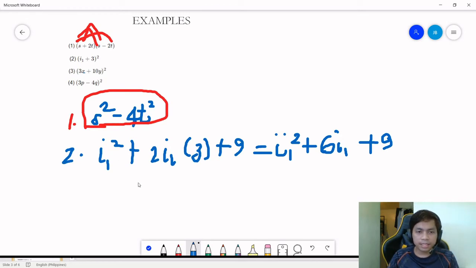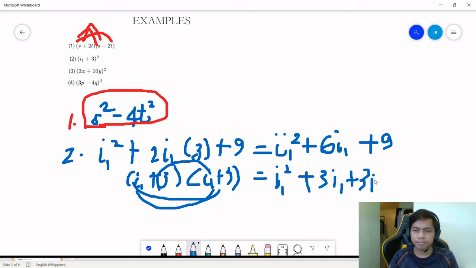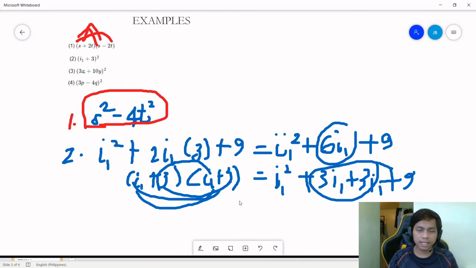Alright. Or if you are confused, you can do it like this. So I1 plus 3 times I1 plus 3 to check. Alright, so I1 times I1 is I1 squared. Tama? Then I1 times 3, that's 3I1. Plus 3I1 again. Plus 3 times 3 is 9. So 3I1 plus 3I1 is 6I1. So you will still arrive at the same answer.